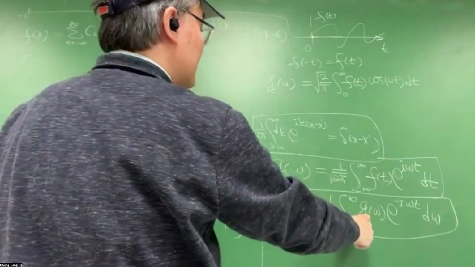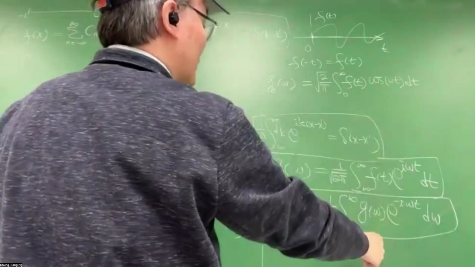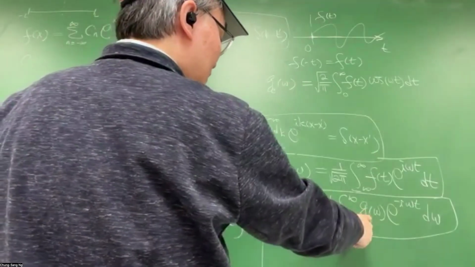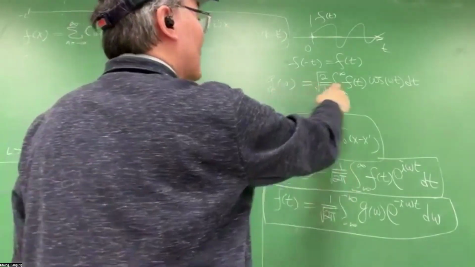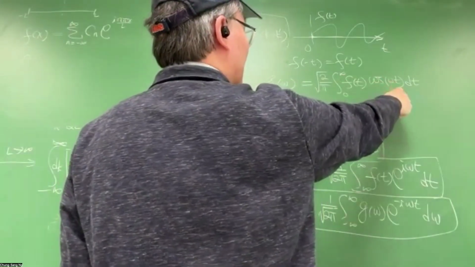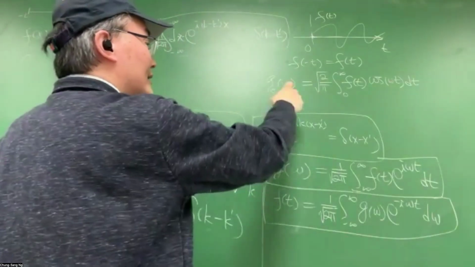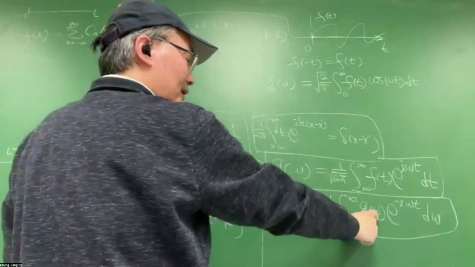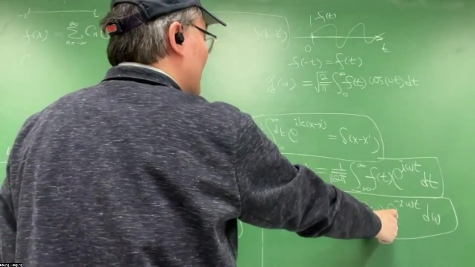Now you can say that G omega is defined over only positive omega, right? And obviously this is because it involves only cosine, right? So minus omega is exactly the same as omega, so g is also even in omega space. You only pick up the cosine term in this also.